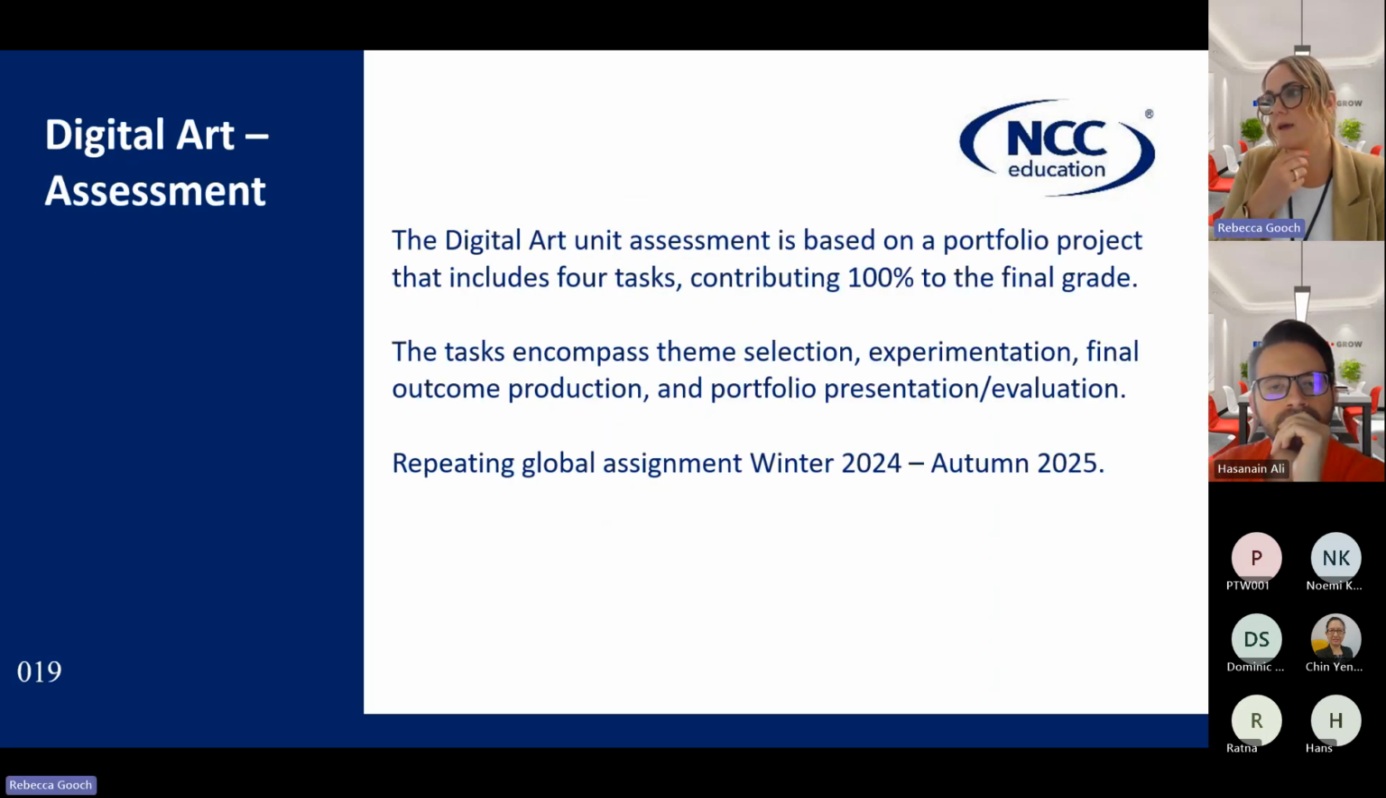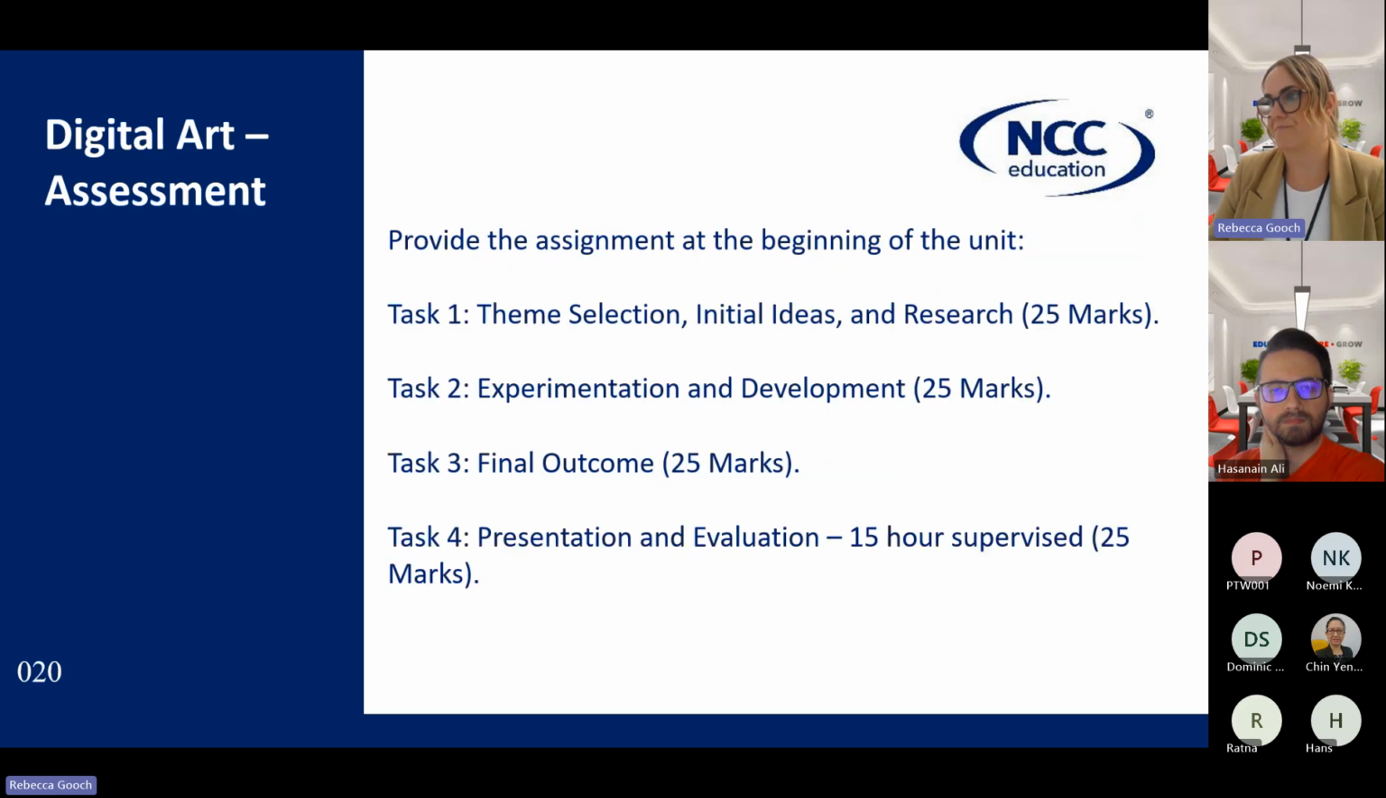So, some key points here in terms of assessment. It's based on a portfolio project, again very similar to art and design, but obviously with different mediums and techniques. It includes 4 tasks that contribute to 100% of the final grade: selection, experimentation, final outcome, and portfolio presentation evaluation. And again, it is a repeated global assignment from winter 2024 to autumn 2025.